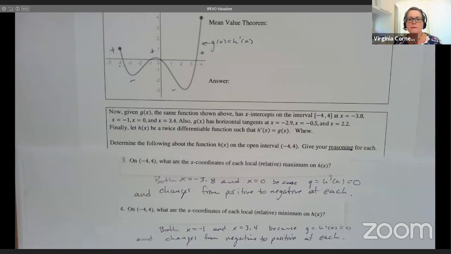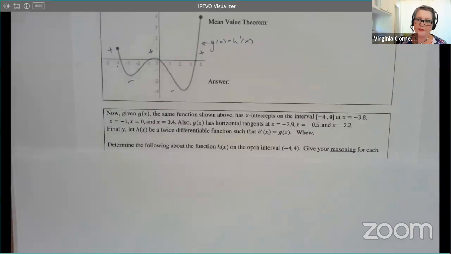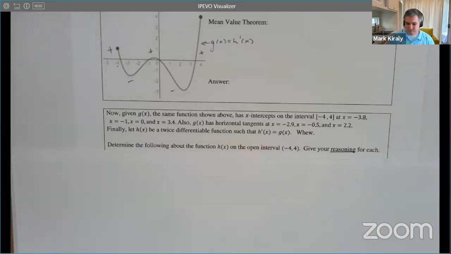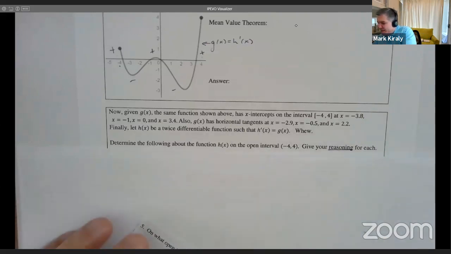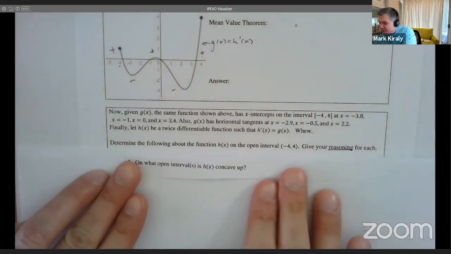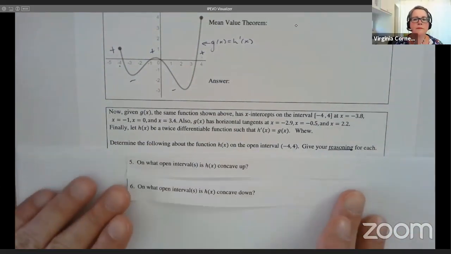I'm going to slide that out and go to a new piece of paper. This is a review, so you already know all this. We've talked about increasing, decreasing, maxes or mins, but there's something else you could talk about with functions, and it has to do with the second derivative. So what might that be? So 5 and 6. Where are we concave up and where are we concave down?